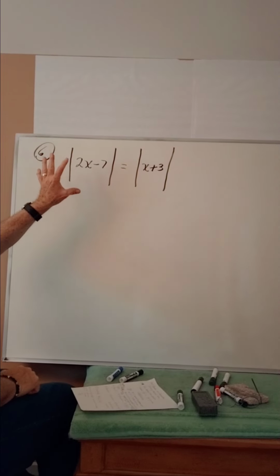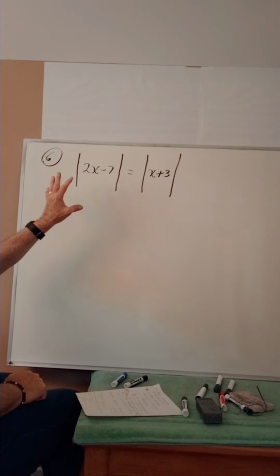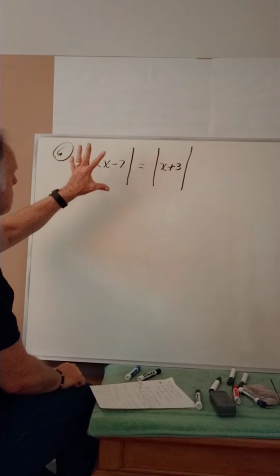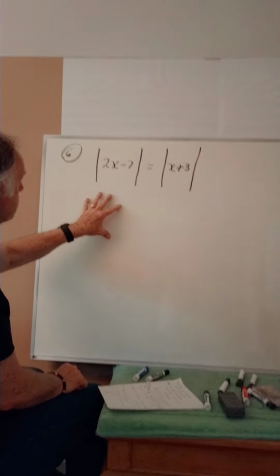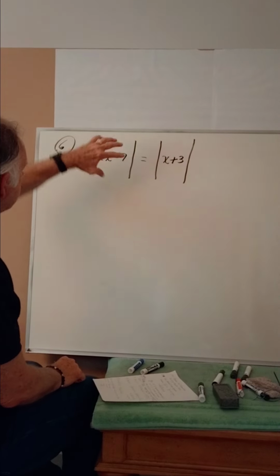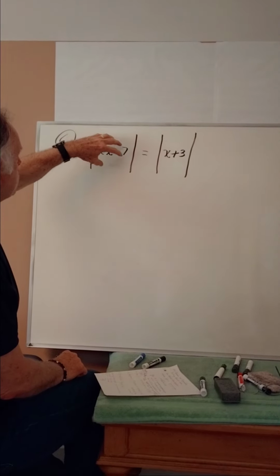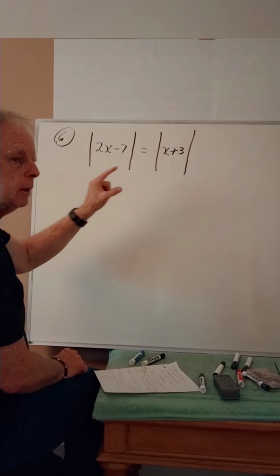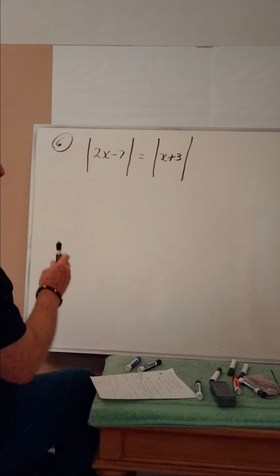No, you can't have any more than one absolute value on a side, but you can have one on each different side. Now, folks, listen to this little statement very carefully. The only way that these two absolute value expressions can be equal to each other is if two truths come about.